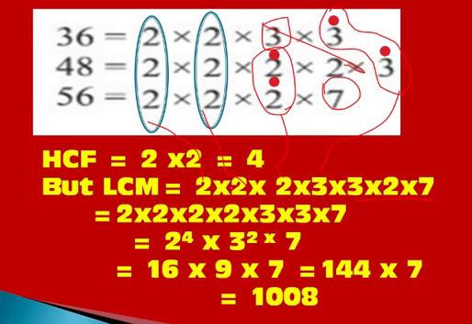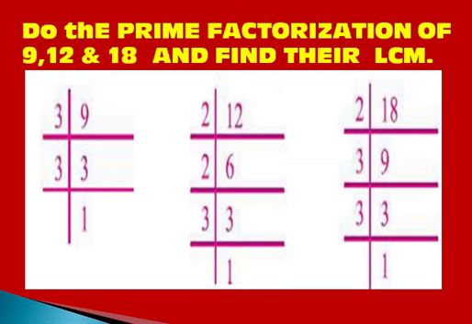Now if I arrange the common factor 2, how many times is it occurring here? It's repeating 4 times. So 2 times 2 times 2 times 2. Then we have 3 times 3, and lastly 7. If you write the index notation for this, you'll get 2 raised to the power 4, 3 raised to the power 2, and 7. That is the same as 16 multiplied by 9 multiplied by 7. So finally you have got the answer 1008.